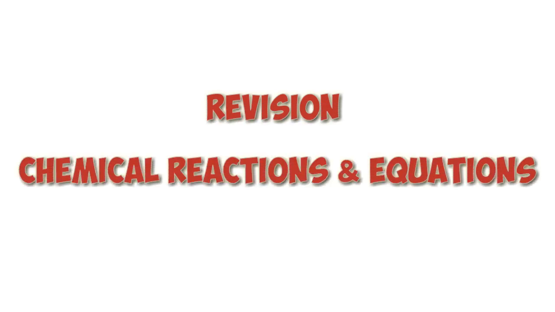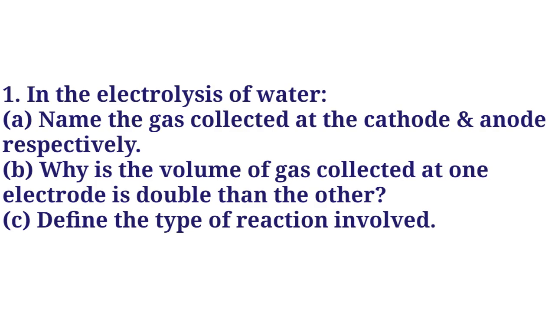Welcome back. This is the revision time and we can discuss some questions from the chapter Chemical Reactions and Equations. First question. In the electrolysis of water, name the gas collected at the cathode and anode respectively. Second one. Why is the volume of gas collected at one electrode double than the other? Third question. Define the type of reaction involved.